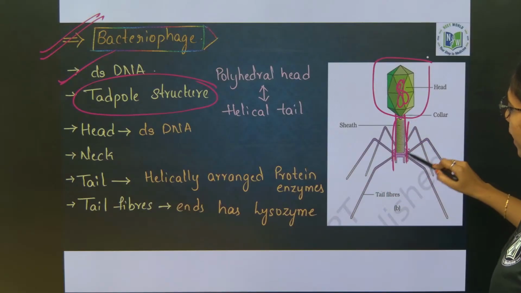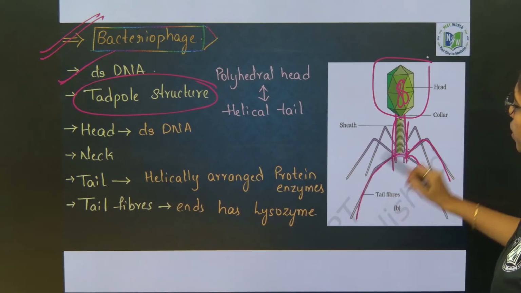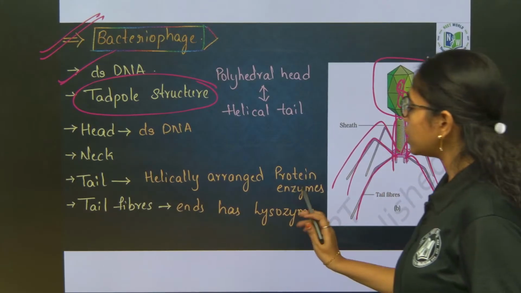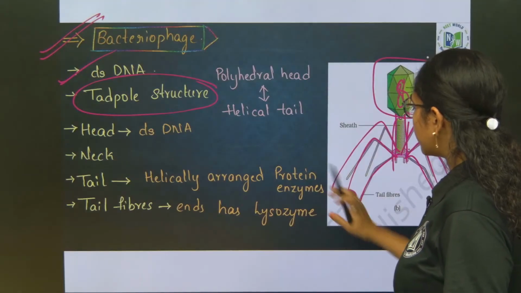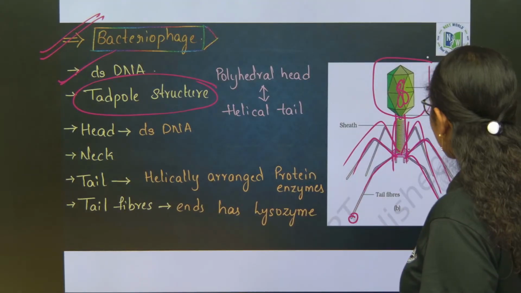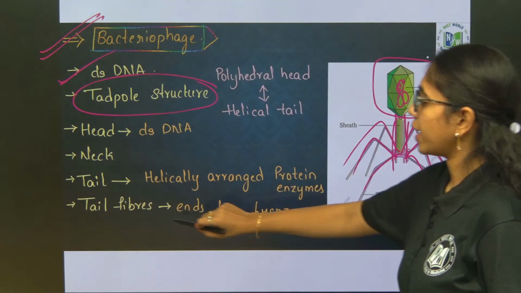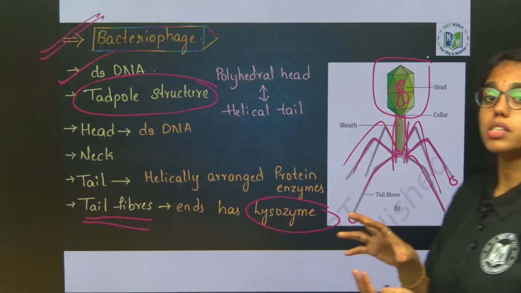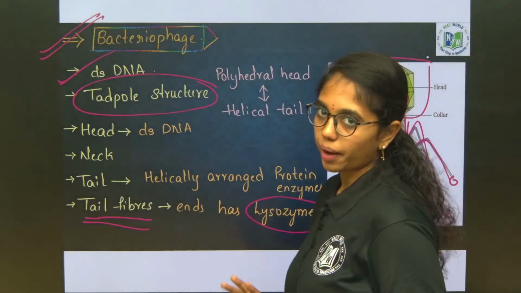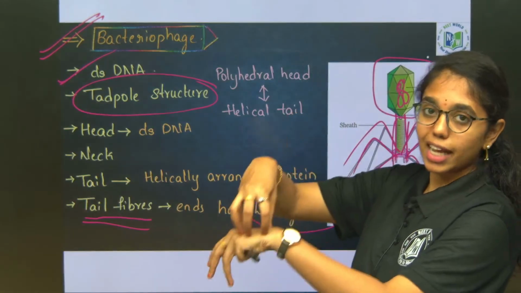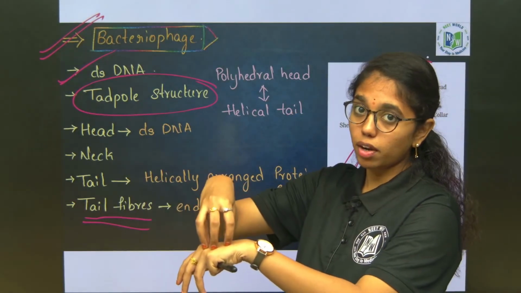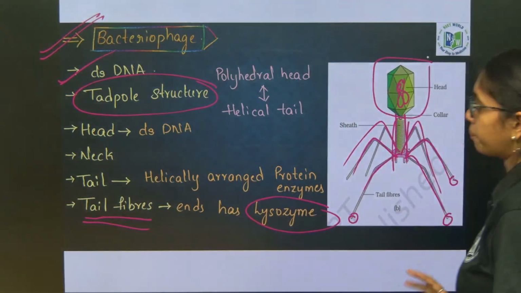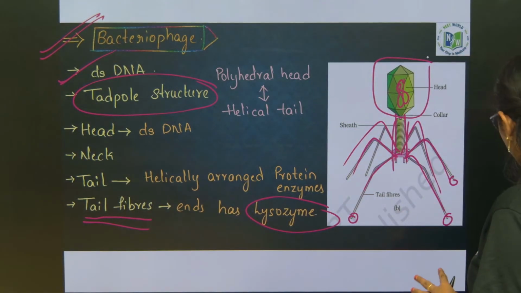And the tail has tail fibers. The tail has what? Tail fibers. These tail fibers at the end have an enzyme called lysozyme. Tail fibers end with the enzyme lysozyme to lyse the cell wall of the bacteria. When this comes and attaches over the bacteria, the tail fibers have lysozyme to lyse the cell wall. Clear with the description of bacteriophage?